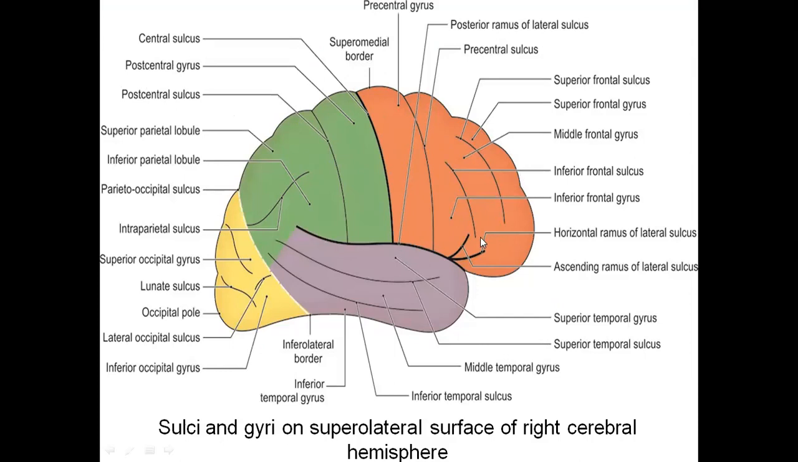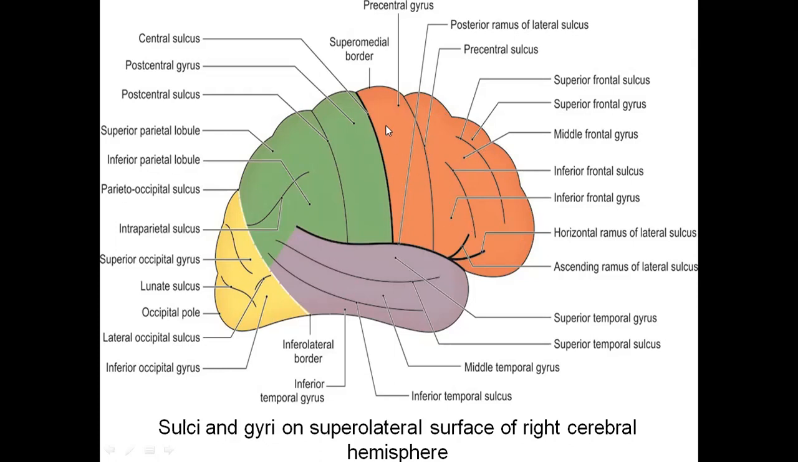Okay. Now let us talk about the frontal lobe sulci and gyri here. In front of the central sulcus, the sulcus is the pre-central sulcus. Within the frontal lobe, we also have two other sulci, the superior frontal sulcus and inferior frontal sulcus. Now, we know this is the lateral sulcus, right? From the stem of the lateral sulcus, two sulci are extending into the frontal lobe. These are called the horizontal ramus of the lateral sulcus and the ascending ramus of the lateral sulcus.